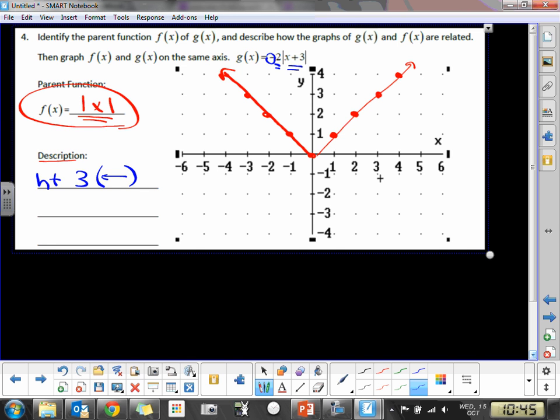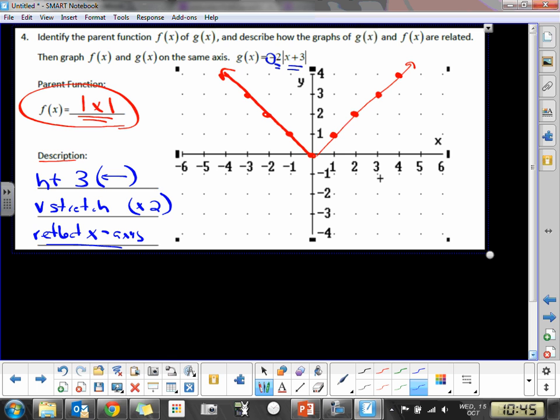Now you can do them both at the same time or separately. I'm going to do the vertical stretch first, and that's by a factor of 2. And then I'm going to have a reflection across the x-axis, once again, because of the negative. So those are our transformations.